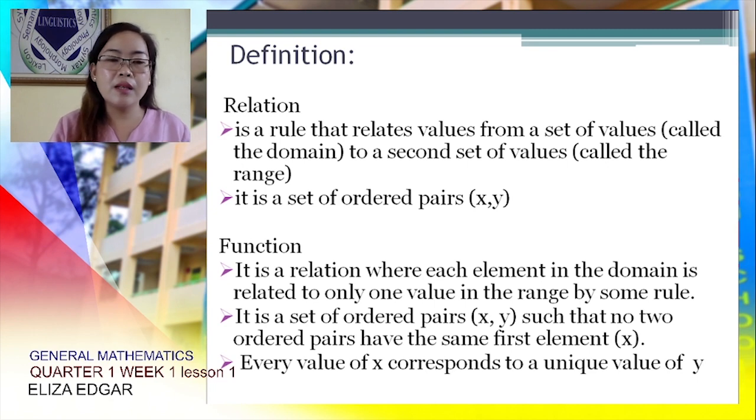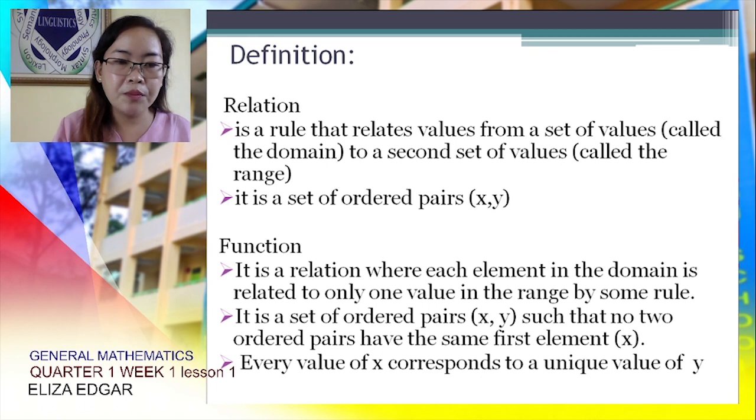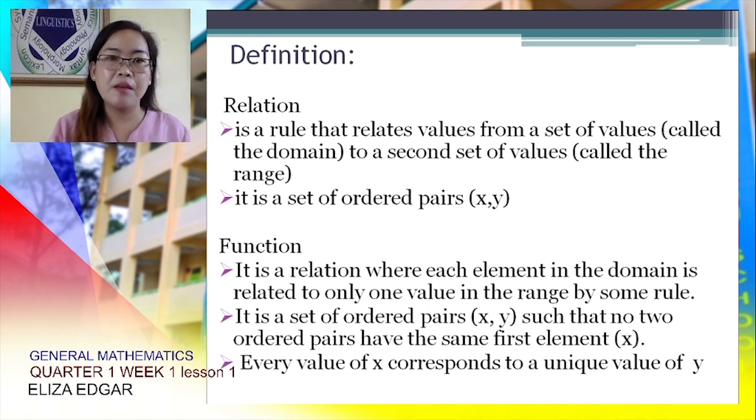It is also a set of ordered pairs x and y, such that no two ordered pairs have the same first element, which is the x. Every value of x corresponds to a unique value of y.